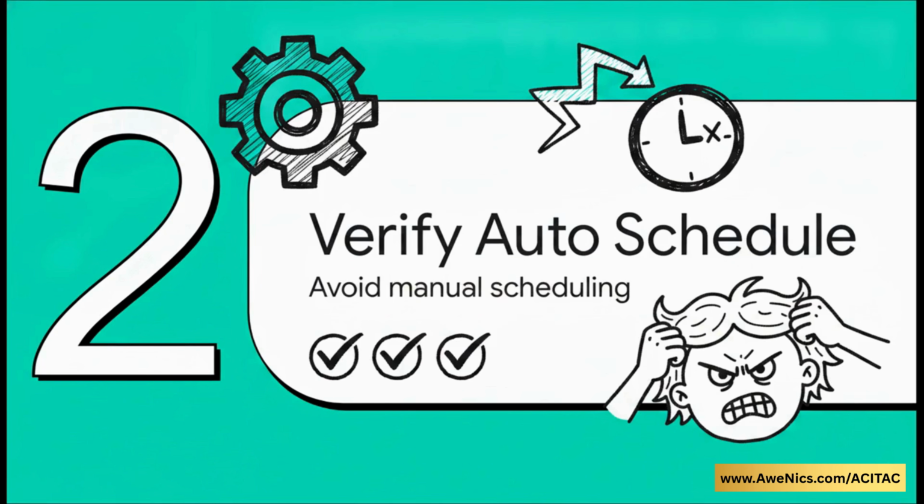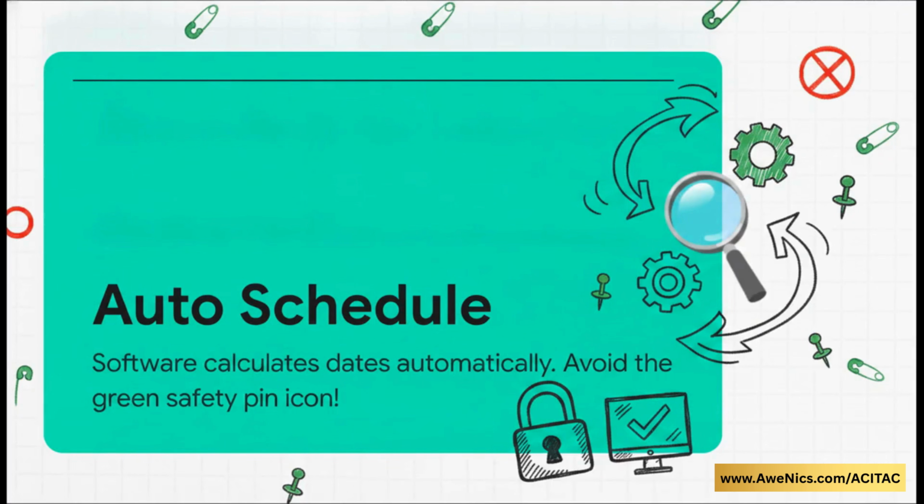Moving right along to Section 2, verifying auto-schedule mode. Now, what's really interesting about this is that it's a critical software check that absolutely must happen before you enter any data. Seriously, skipping this step is the number one reason project managers end up pulling their hair out later on. Auto-schedule ensures MS Project calculates all your dates automatically based on durations and dependencies.